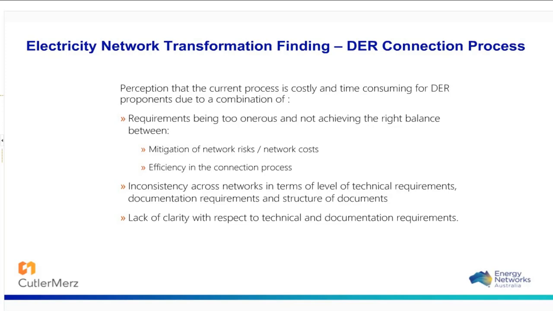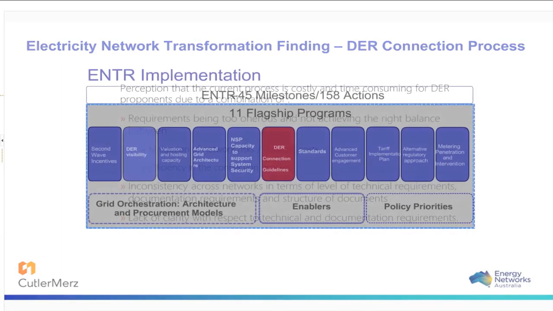to the networks. Some of those issues that were identified were that the requirements were too onerous and not achieving the right balance. There was inconsistency across the networks, particularly for some of the larger scale proponents, who had to work with a number of different networks, and they were finding that the requirements were not the same, or how they were being asked to fulfil those requirements was not exactly the same. There was also a lack of clarity in respect to some of the technical and documentation requirements to actually undertake that work.